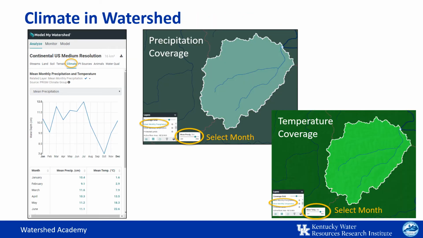Click on the Climate tab to see monthly mean precipitation and temperature values for your watershed. You can select precipitation and temperature coverages as well, and then select individual months. However, this seems to have limited value. Values are depicted as different colors, but the monthly differences are not obvious in the map format since you can only view one month at a time.